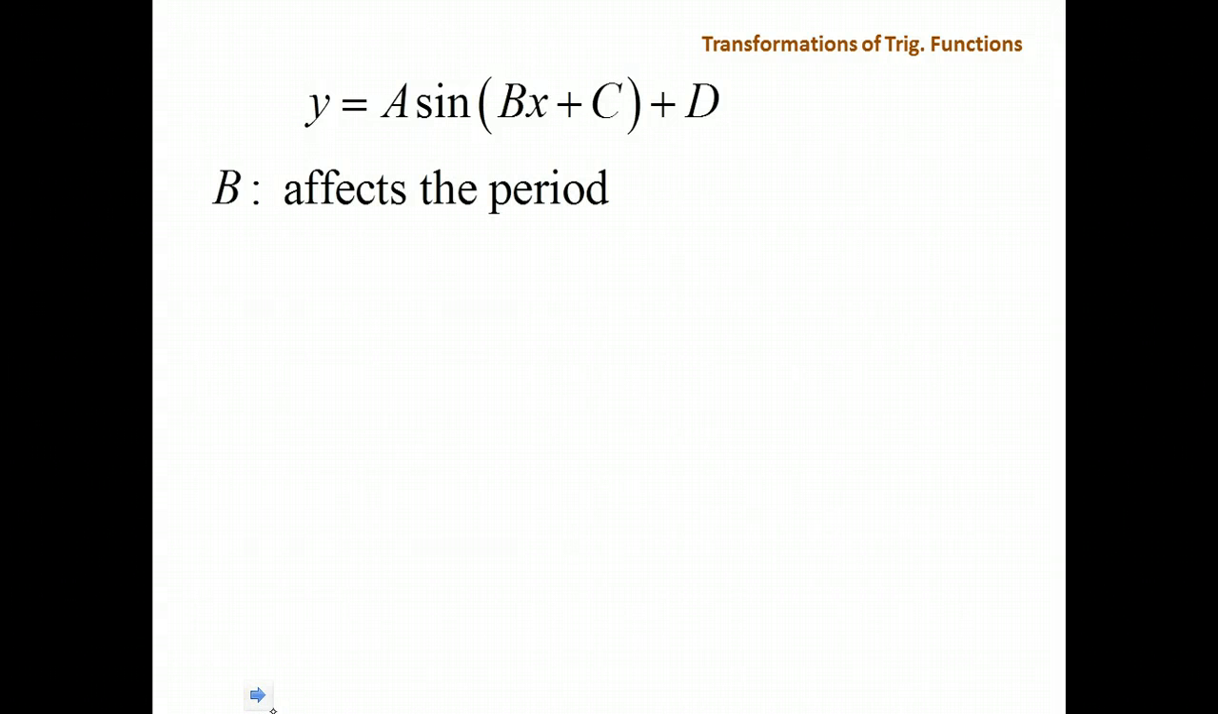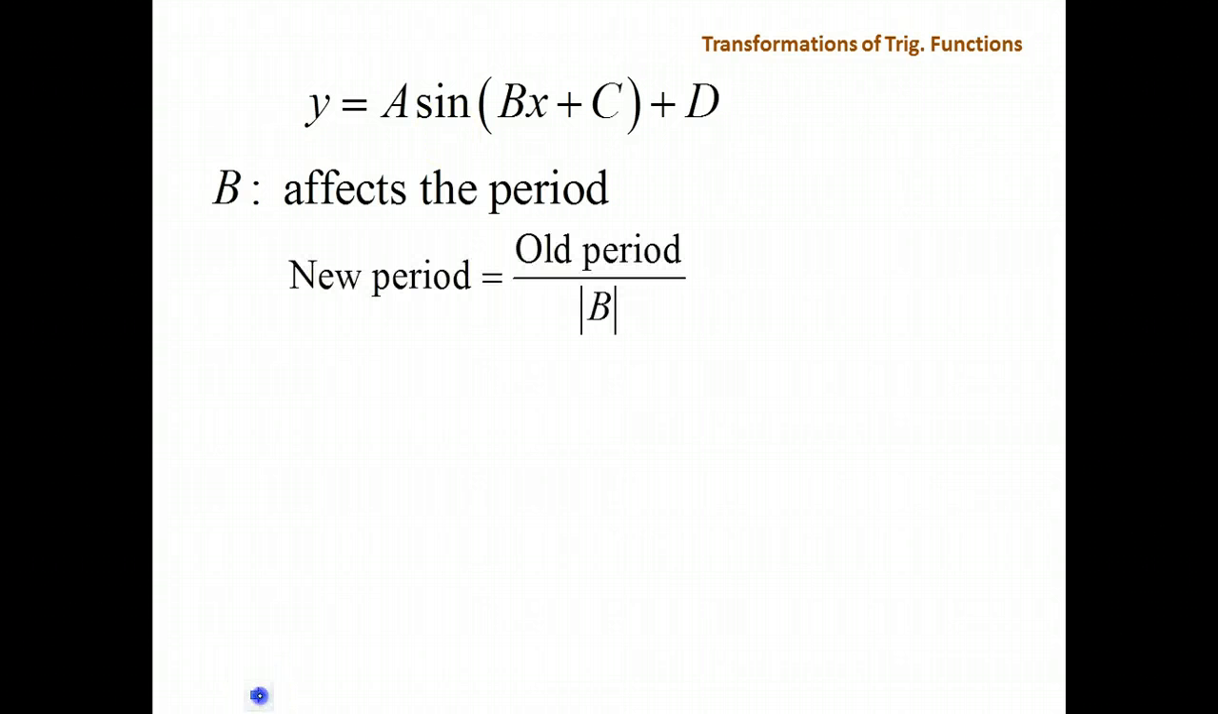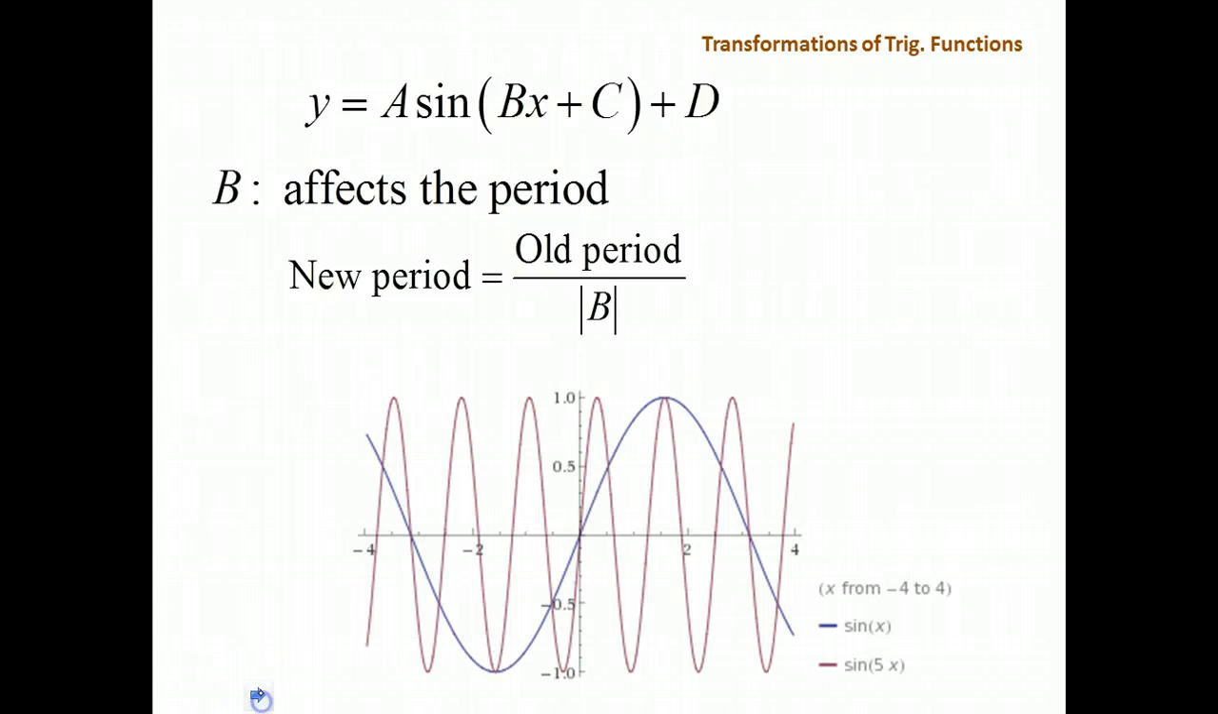B affects the period. The normal period of sine is 2 pi, same thing for cosine. The way you get the new period is you divide the old period by the absolute value of b, technically. And so it depends on what b is, whether you are stretching it or compressing it in the x direction. Here's a graph of y equals the sine of 5x.